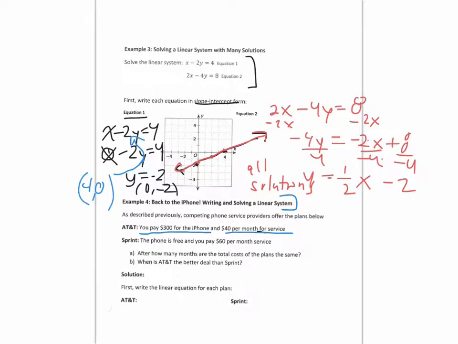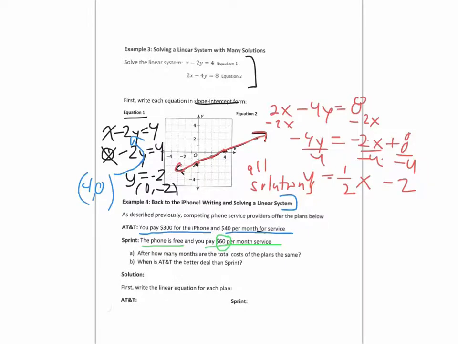And then Sprint, I'll use green for that. The phone is free, and you can't see my air quotes around free. The phone is free, and you pay $60 per month. I don't know if it's really free. You can see you're paying more per month to cover the cost of the phone. My point earlier was that eventually you will have paid off the phone. So if you're paying $60 a month forever, how much more are you eventually going to end up paying than AT&T? Or is AT&T going to be more?